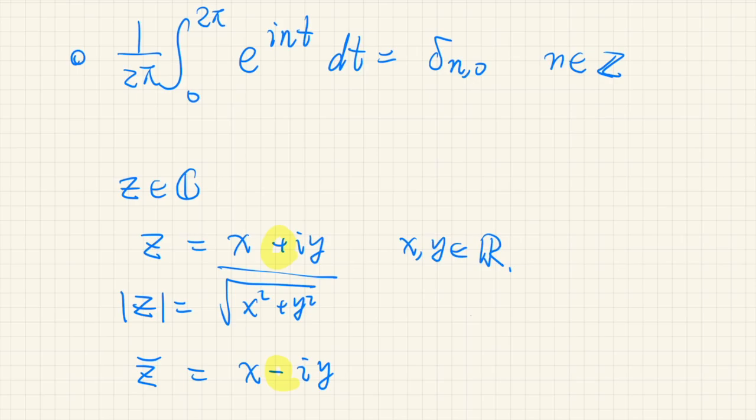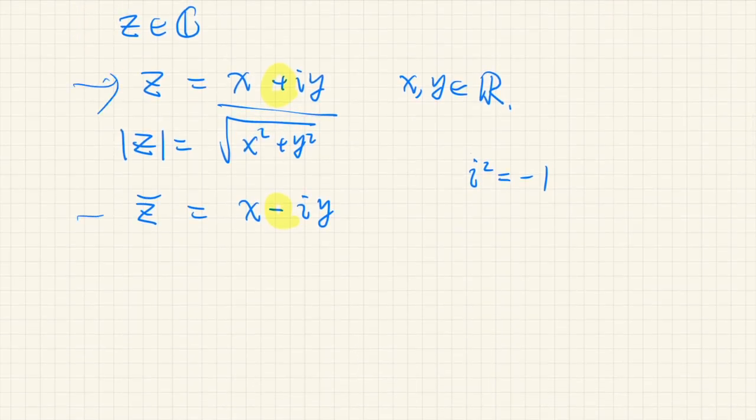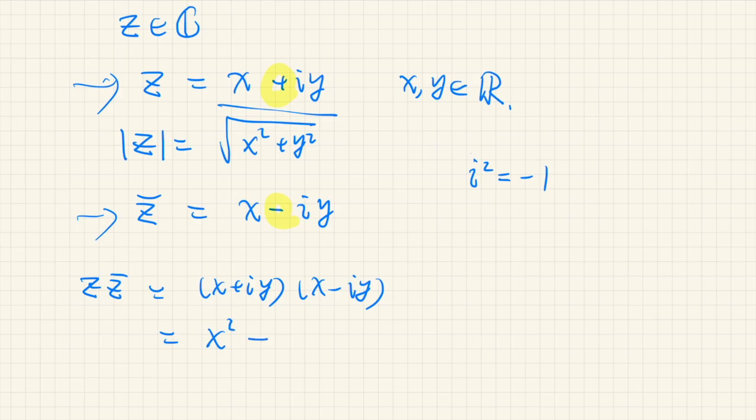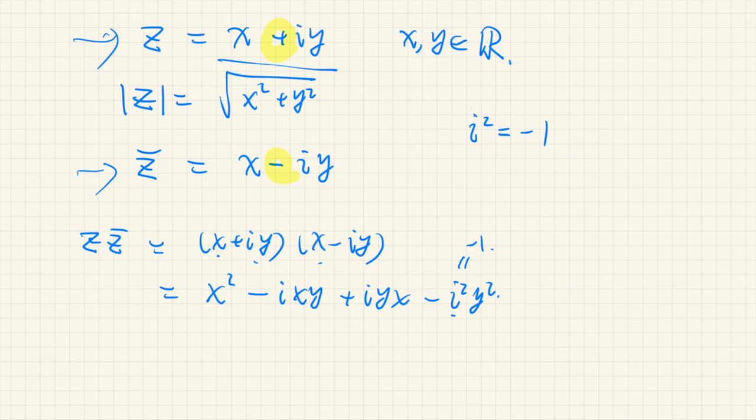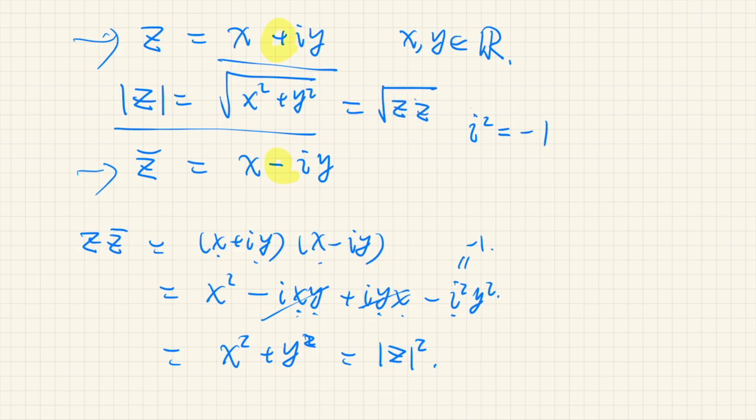We can add, subtract, multiply, and divide complex numbers just like real numbers, except that we have i squared is equal to -1. So let's multiply z and z bar, which is x plus iy times x minus iy. If we expand this, we have x squared, minus ixy plus iyx, and minus i squared y squared. And i squared becomes -1. And multiplication between real numbers is, of course, commutative, so this and this will cancel. After all, we have x squared plus y squared, which is equal to the square of the absolute value of z. So this absolute value can also be written as the square root of z times z bar.